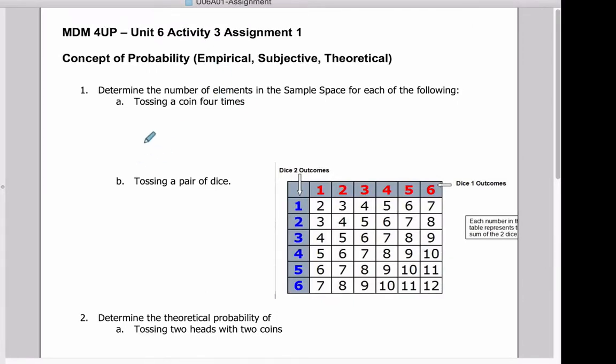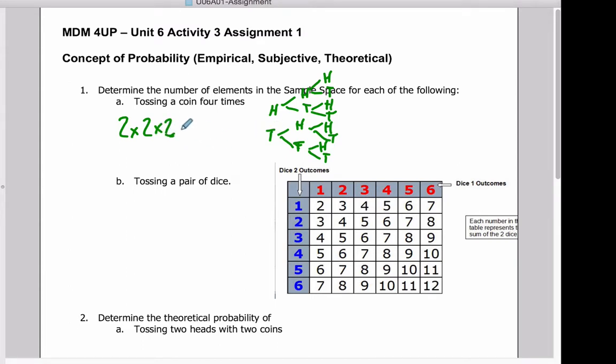Okay, for the first question, tossing four coins, we want to know what the sample space is for that. So you can get heads on the first one or tails on the second, and this continues. If you toss the coin twice, then there are 4 possible outcomes. Toss the coin a third time, and now you see that there are going to be 8 outcomes. So that'll be times 2, which is 8.